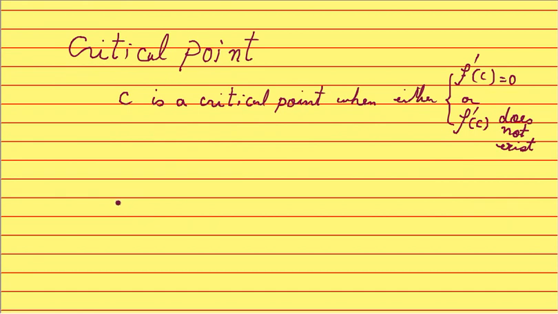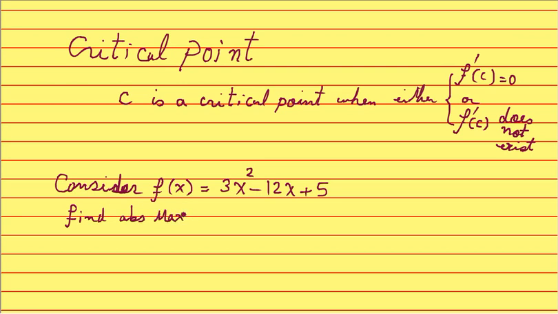Let's just pick a very simple example. Suppose I have a function f of x, let's make it very simple here, say 3x squared minus 12x plus 5. Question: find the absolute max and min of f of x over the interval from 0 to 3. We proceed like this.